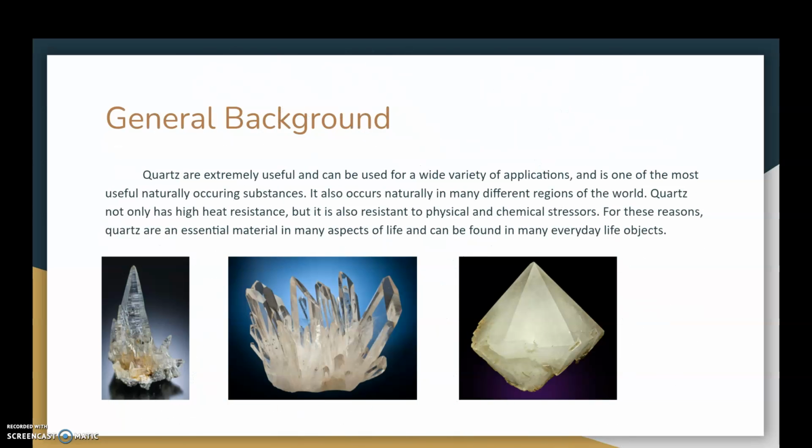Quartz is extremely useful and can be used for a wide variety of applications, and is one of the most useful naturally occurring substances. It also occurs naturally in many different regions of the world, making it abundant. Quartz not only has high heat resistance, but it also is resistant to physical and chemical stressors.